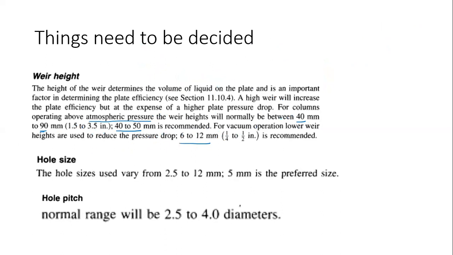We also are required to find out hole size. The hole size can vary from 2.5 to 12 mm, but preferable is 5 mm. So we have taken DH equal to 5 mm, diameter of hole. And this is the hole pitch. We may have a triangular pitch or square pitch, so it's 2.5 to 4 times the diameter. Correct?